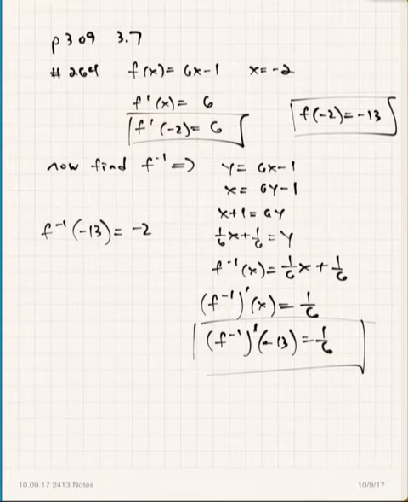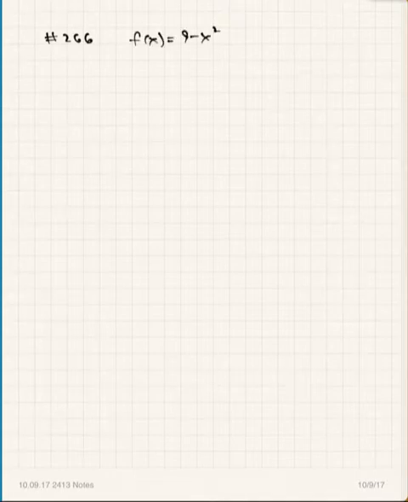Let's look at problem number 266 on the same page. In 266, you have f of x equals 9 minus x squared. And the restriction is on x in this case, because it's a square function, it wouldn't be 1-to-1 if you just wrote the function out. But if you use this restriction that x has to be between 0 and 3, then it is a 1-to-1 function.